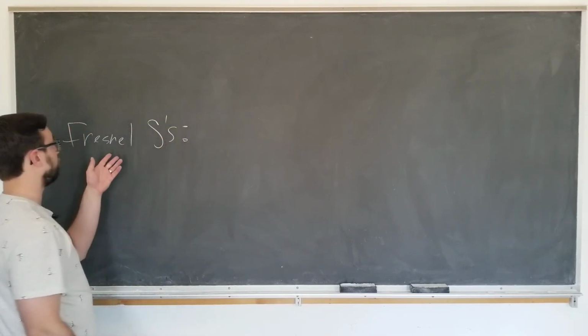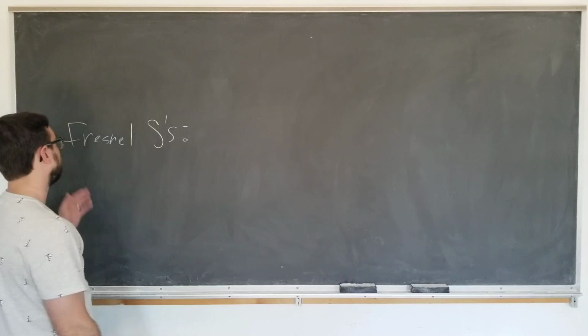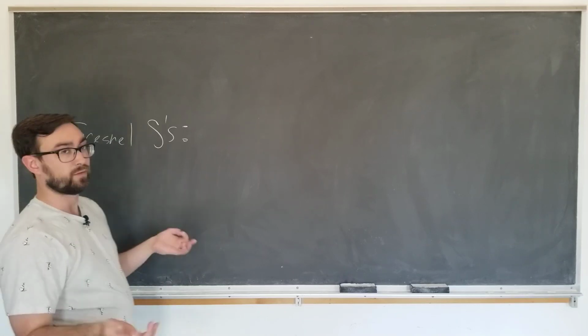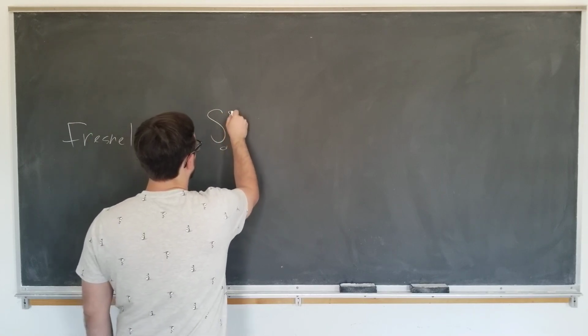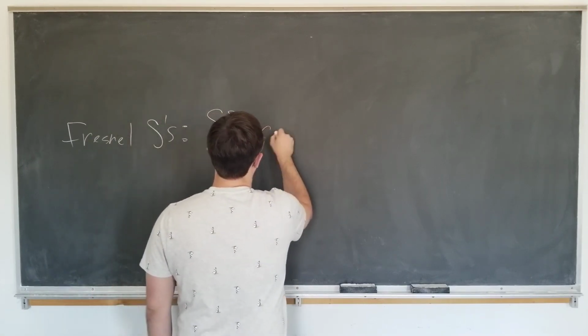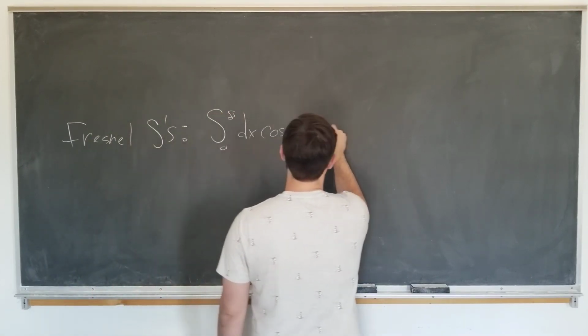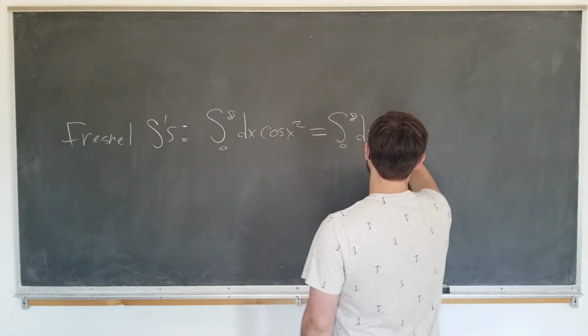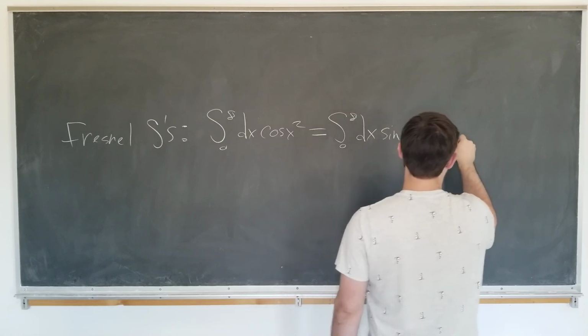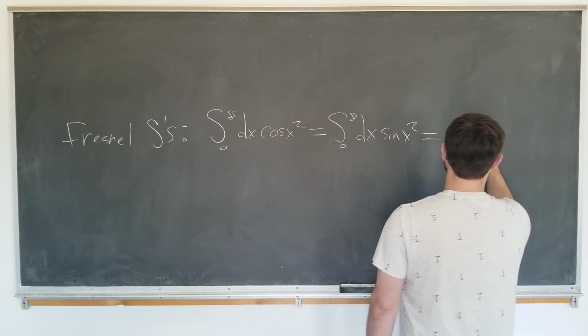I don't know if the S is supposed to be silent. I don't know if it's Fresnel or Fresnel. Hopefully you do. Which are, to go from 0 to infinity with respect to x of cosine of x squared is equal to the integral of 0 to infinity of sine of x squared, which is equal to the square root of pi over 8.